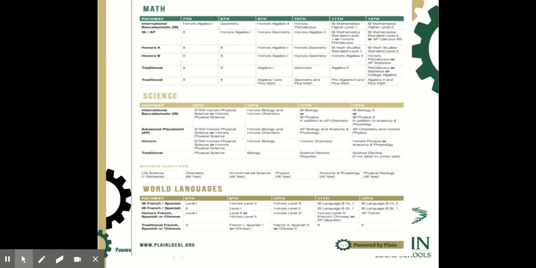As you can see, there's a lot of information on these slides. It's important to look through them and kind of see the path and the route that you may take to get to certain classes that you're going to want to take later on here in high school.